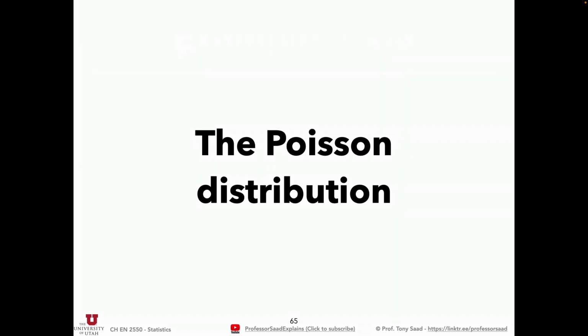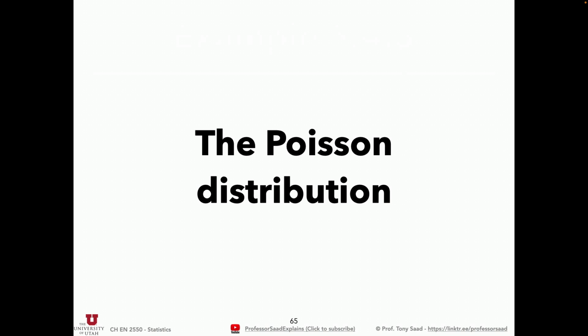Okay, the one before last distribution we're going to look at is the Poisson distribution. Okay, can you say Poisson? Poisson. Poisson actually means fish in French, the word Poisson. So this is the fish distribution. But yeah, it sounds like Poisson distribution.